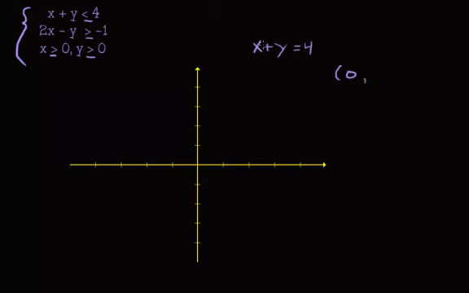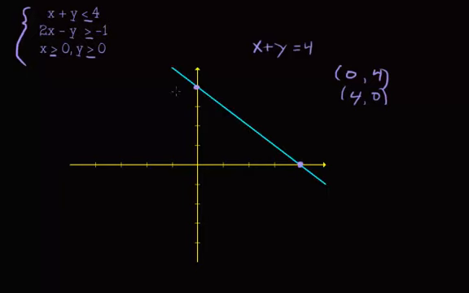When x is 0, it means you don't have that term, and you can see that y would have to be 4. And when y is 0, you can see that x would have to be 4. Okay, so these are our two intercepts, so let's go ahead and plot those. So we got 0, 4, puts us right here, and 4, 0. Okay, so let's connect the dots to make the line.